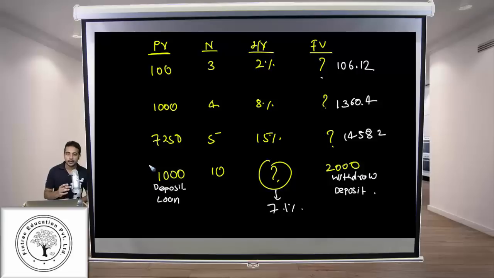So the way we do this, let's do it together. Second clear TVM. 1000 present value. 10 N, then have 2000 on the screen. Now in the last row, do you see a plus minus button? Use that button to make 2000 negative. You cannot make it negative using the minus button. You will have to use the plus minus button. Then make it the future value, and then compute IY, it will give you 7%.